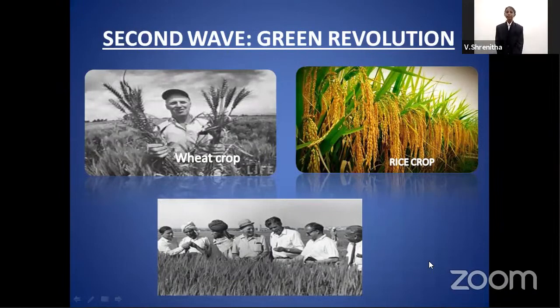So the second wave is the green revolution. We all know that the green revolution introduced many high-yielding varieties like wheat crop, rice crop. Here you can see bajra seeds, isn't it? So this is a high-yielding variety which I have collected. In this green revolution, our scientists introduced many high-yielding varieties. And not only high-yielding, these varieties are also resistant to different types of diseases like bollworm.